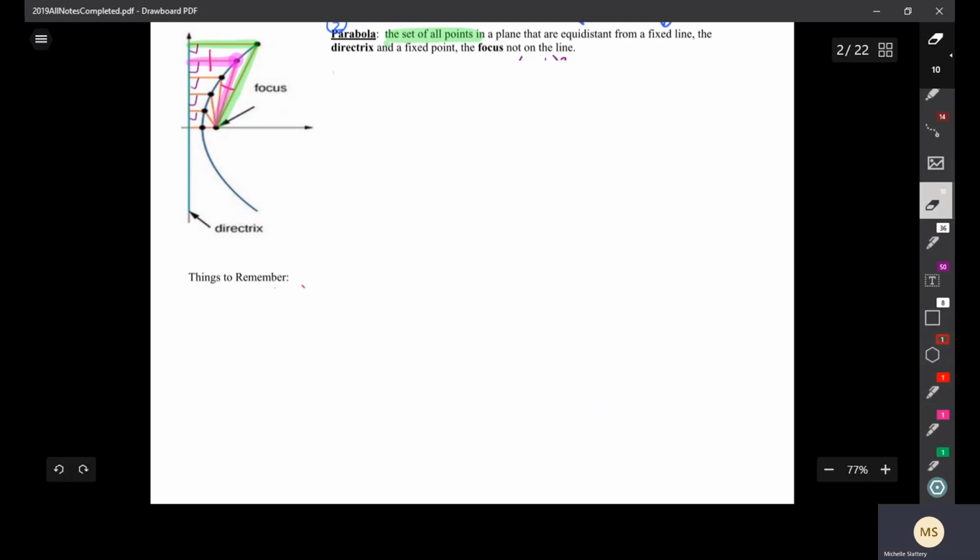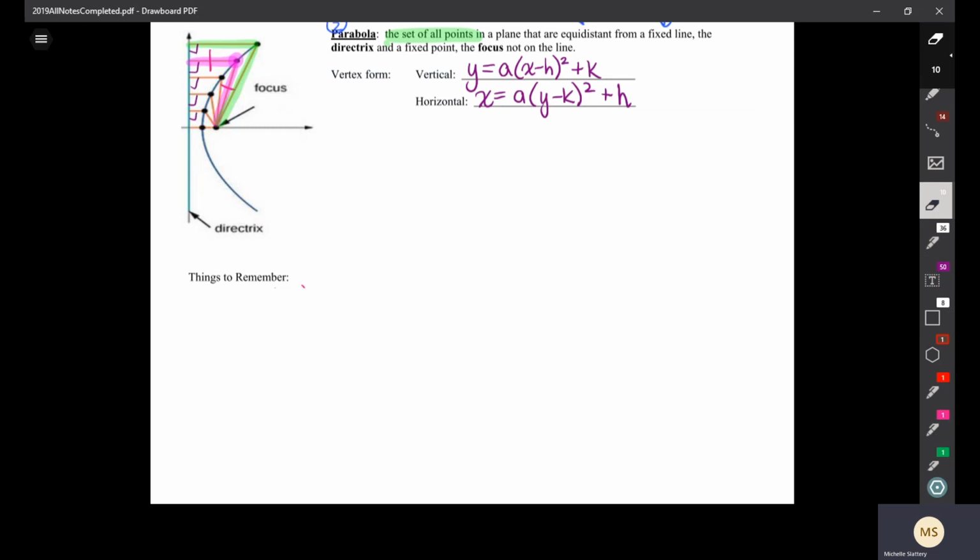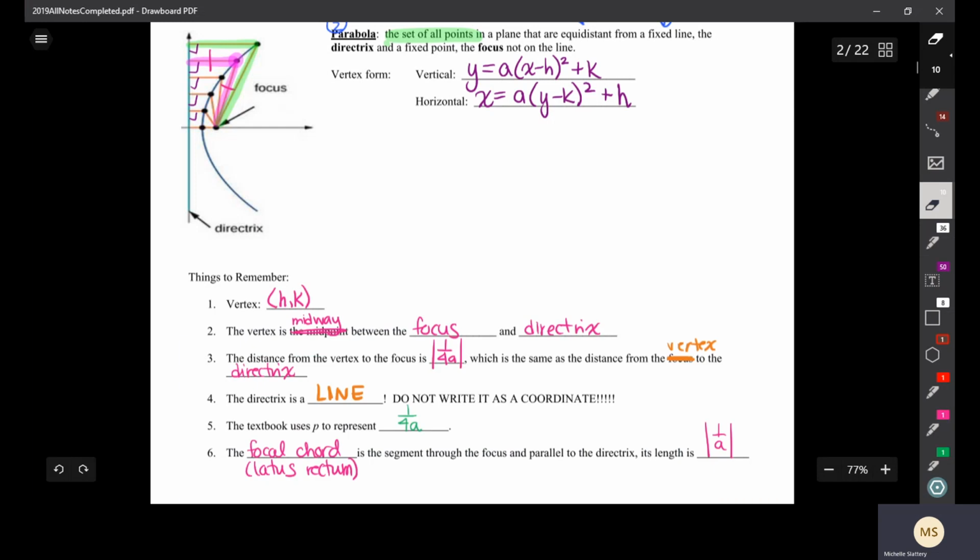So just check your blanks on this from the video. Here's our vertex form if our parabola is vertical or horizontal, and then things to remember. There's one typo on the notes right here. The vertex is midway, not the midpoint, because it's not actually a point. So the vertex is midway between the focus and the directrix. You can pause the video if you want to take more time to look at this and fill in all the blanks. Also, I think I repeated that one twice. I'm not sure if I corrected that on your notes or not.